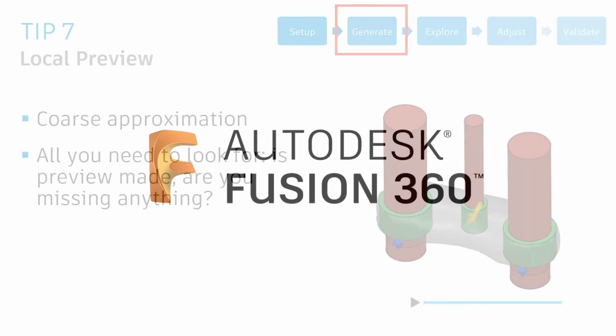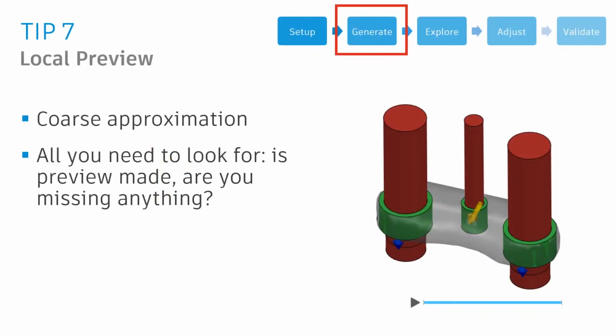Next would be tip number 7, local preview. So we talked a little bit about what generative design actually is trying to do. When we place all of these settings, all of these different manufacturing and material types, and run hundreds of iterations in the cloud, we need to know that it's actually going to work and everything's going to connect the way that we would expect before actually solving.